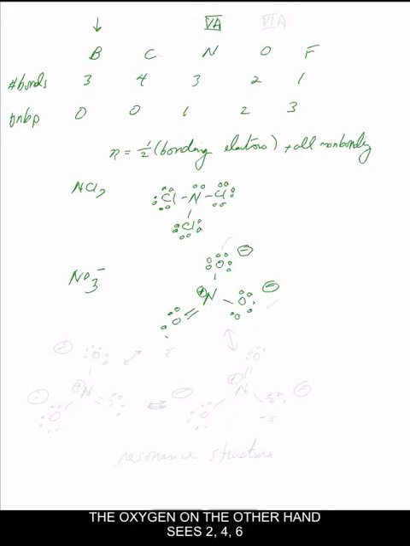The oxygen, on the other hand, sees 2, 4, 6 completely belonging to itself. Half of that bonding pair there makes 7. So an oxygen, of course, is a 6A element. It's supposed to be feeling 6, and this oxygen here and this oxygen here are actually both feeling 7, so that's why they're both negatively charged.